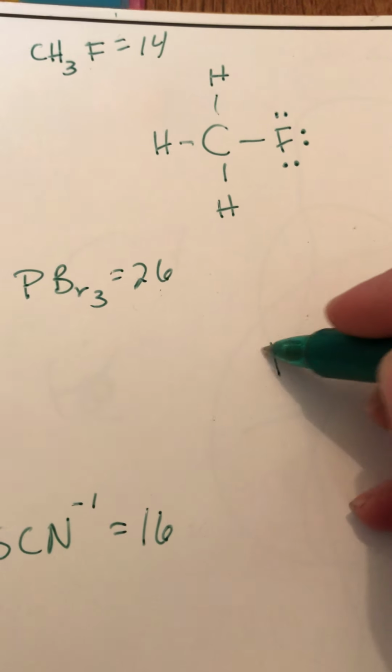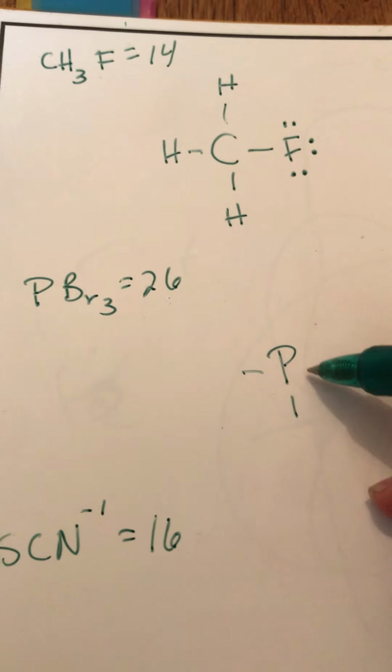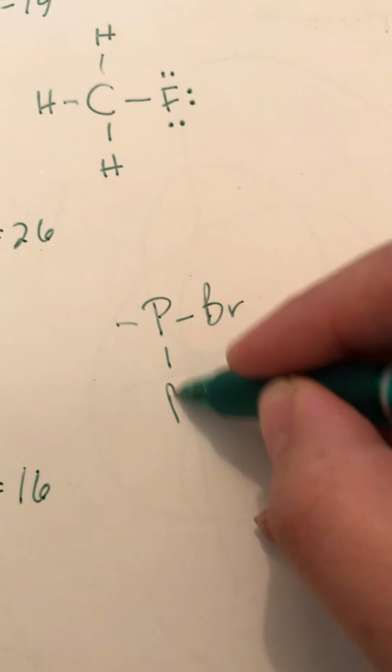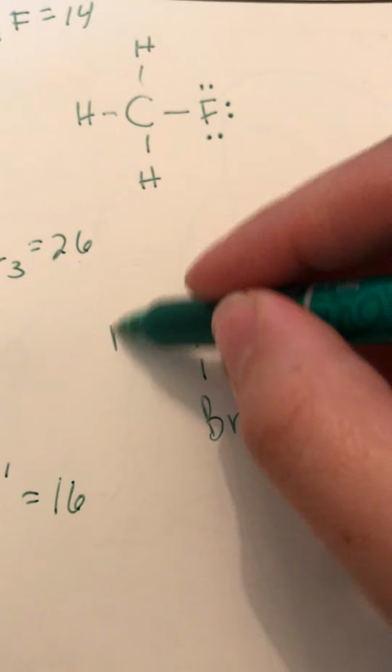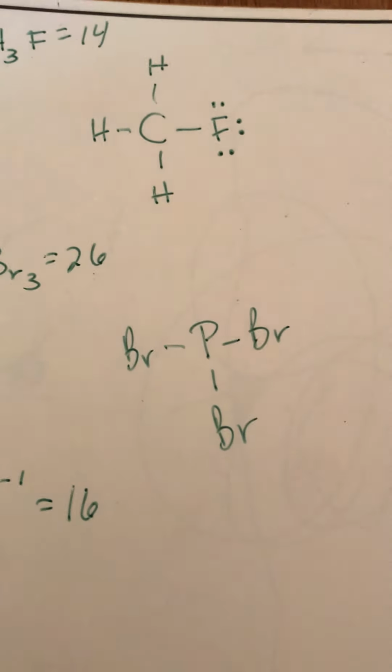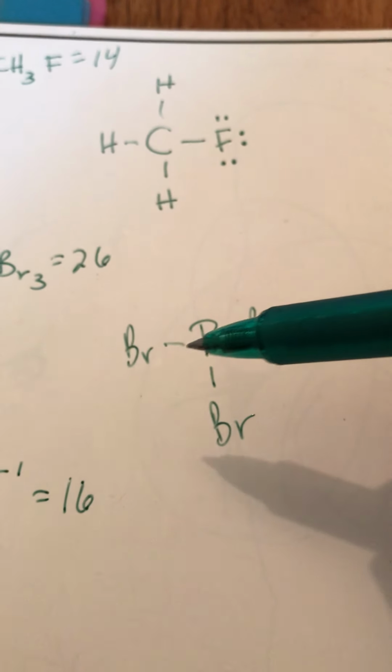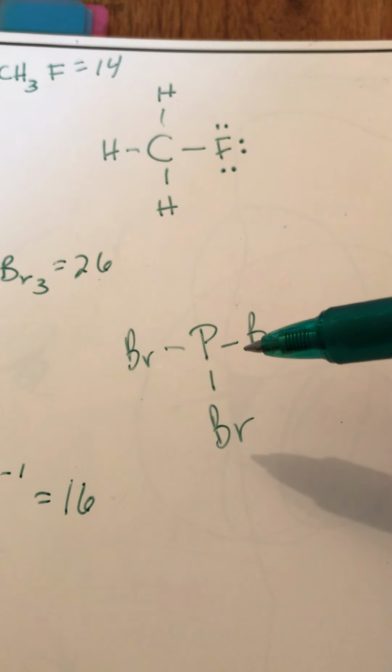So you draw P, and I'm going to draw the 3 bromines around it. Br. I'm sorry if I'm all over the place with this. This is really tough. I'm sure there's a better way to do this, but whatever. You guys get this.